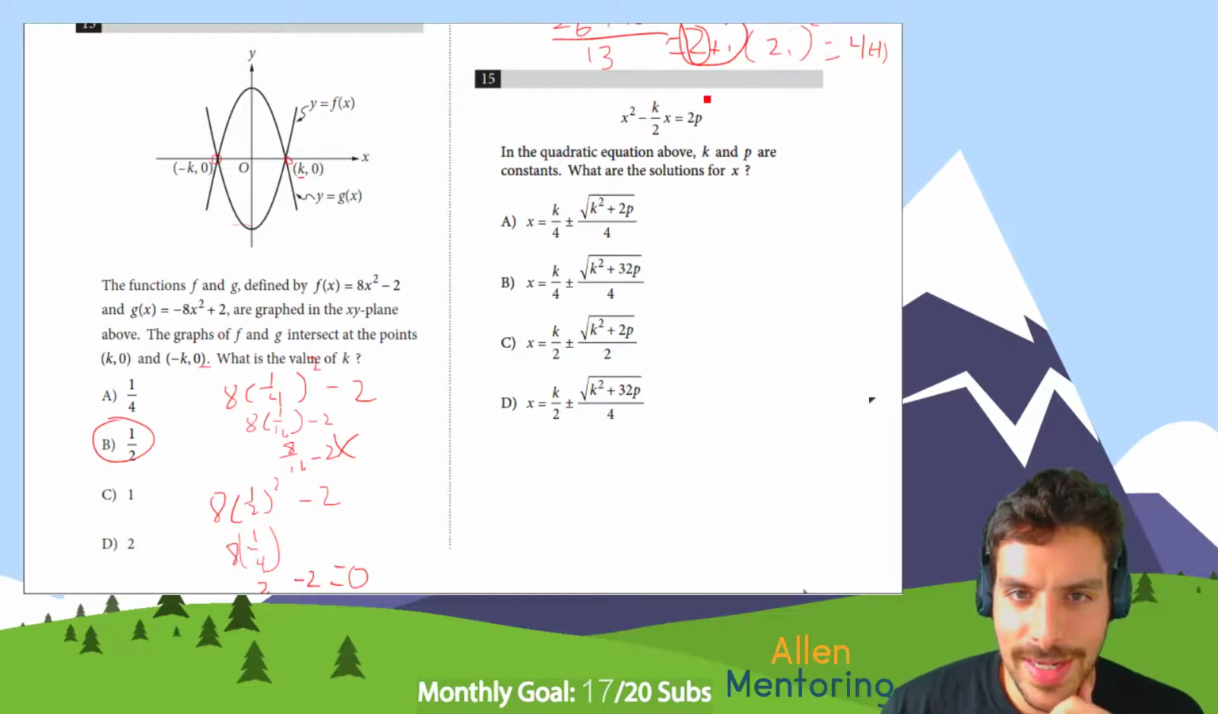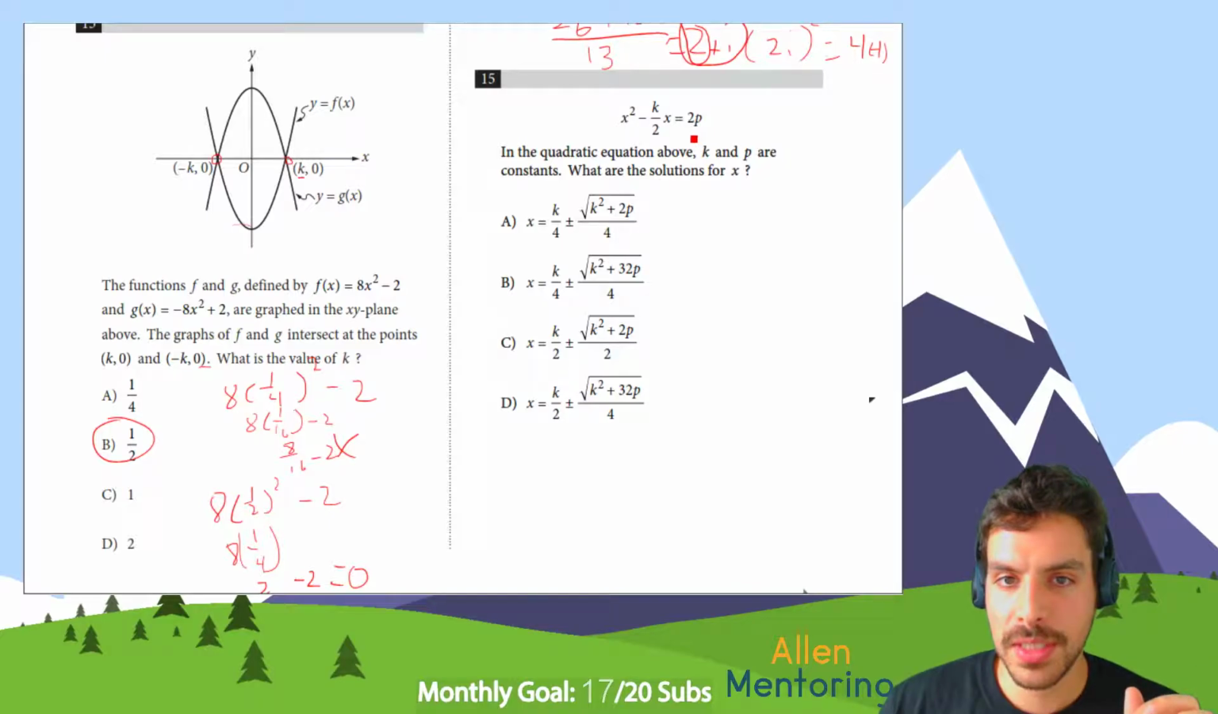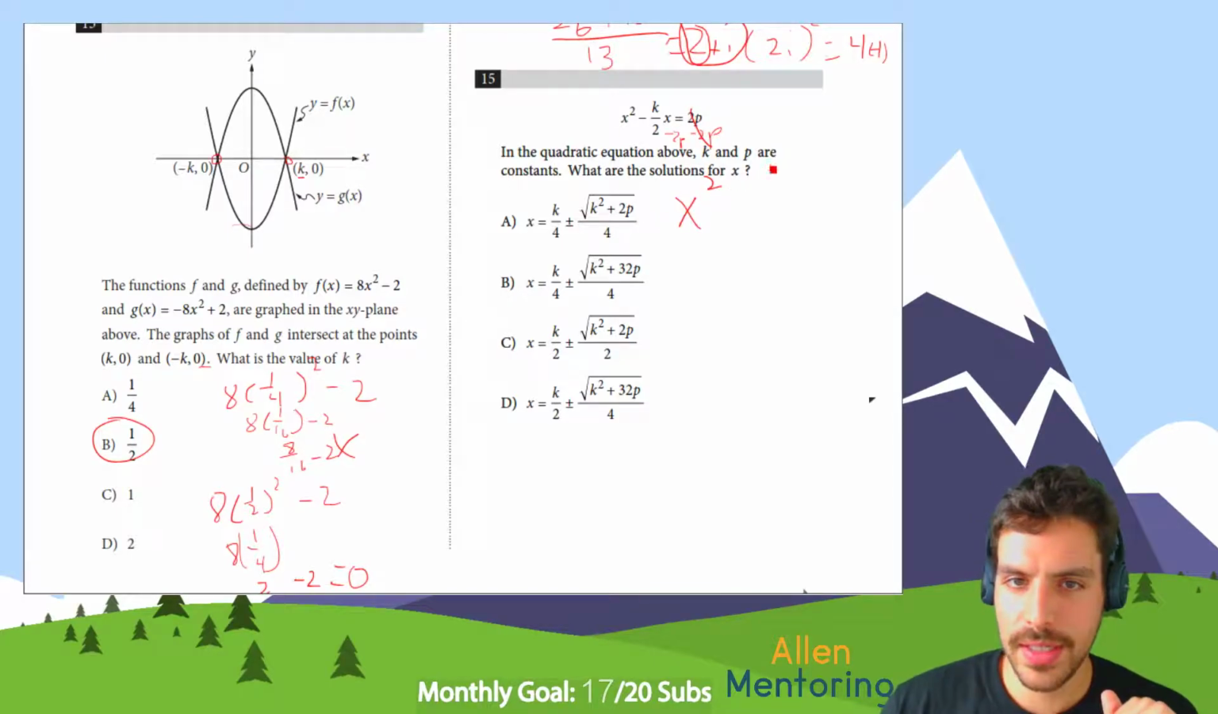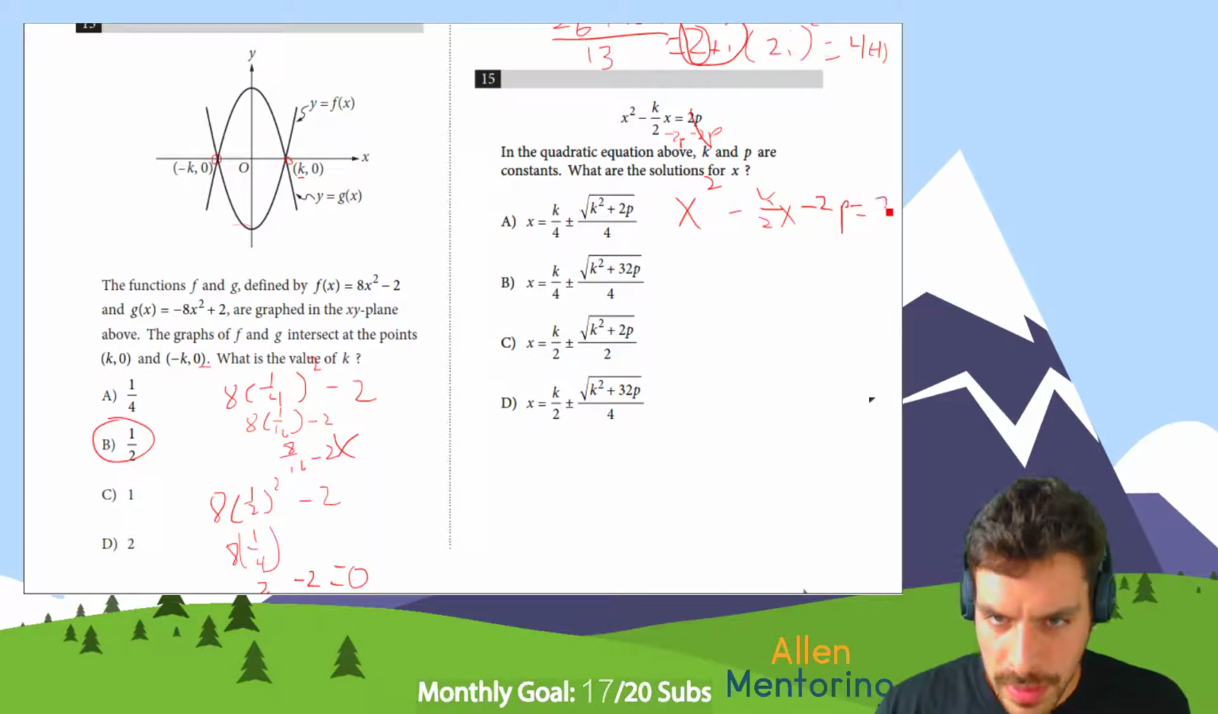So how do we get our A, B, and C for the quadratic formula? Well, first of all, we want to set everything equal to 0. So I'm going to subtract 2p on both sides, because we want to set everything equal to 0. So if I rewrite this, x squared minus k over 2x minus 2p is equal to 0.